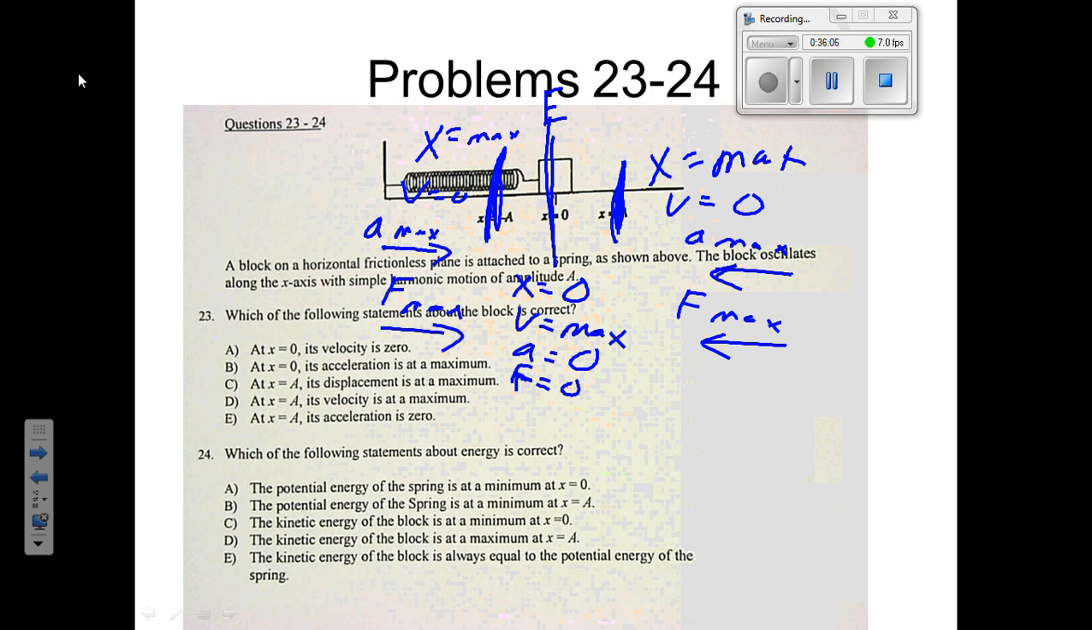If you look at A, the potential energy of the spring is at a minimum at x equals 0. Is that true? At x equals 0, all the energy in that spring is what? It's all kinetic. So that is the answer. A is the answer. Where are the potential energies the highest? X equals A and x equals negative A, right?